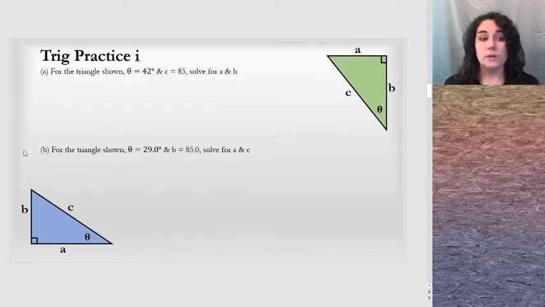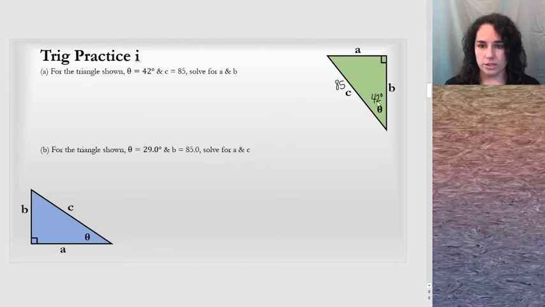Let's do a practice problem with just these basic trig functions. For the triangle shown, the green one, theta equals 42 degrees, and you can label this in your picture, 42 degrees, so that's a known value. C equals 85. We're not given any units. We don't necessarily need to know units. We just know it's 85 units, whatever units. Solve for A and B.